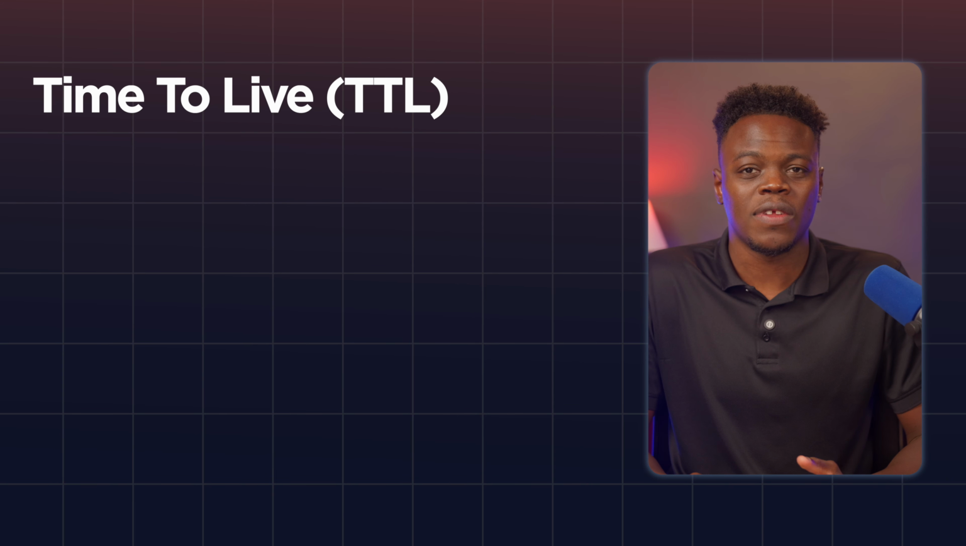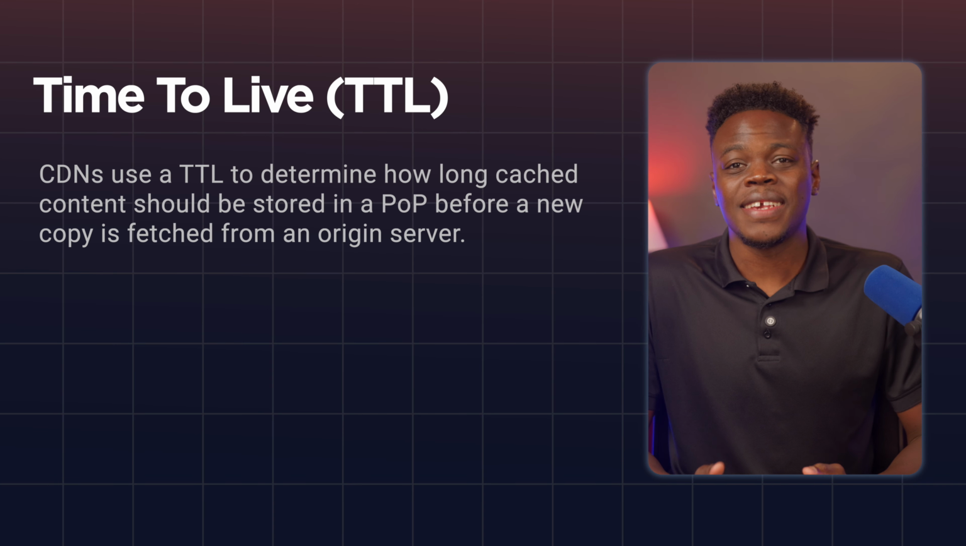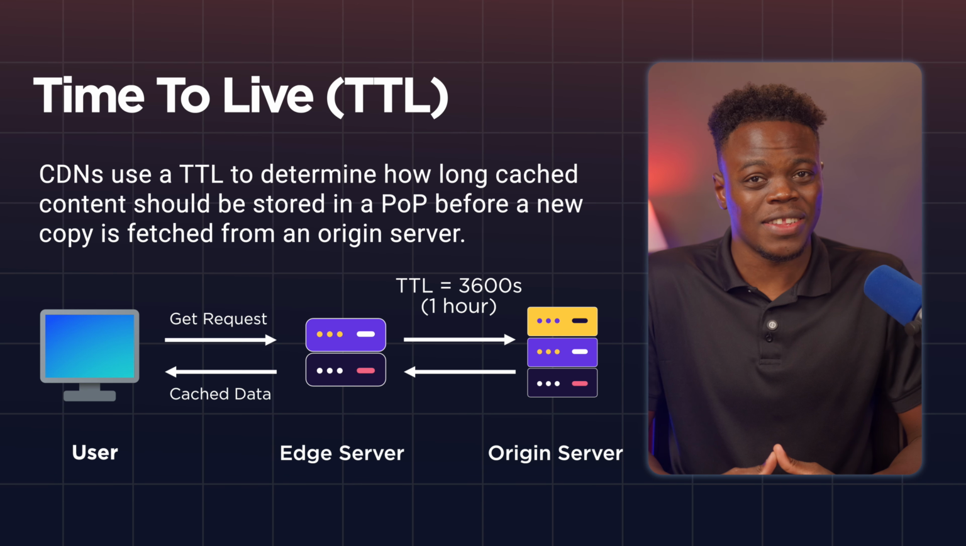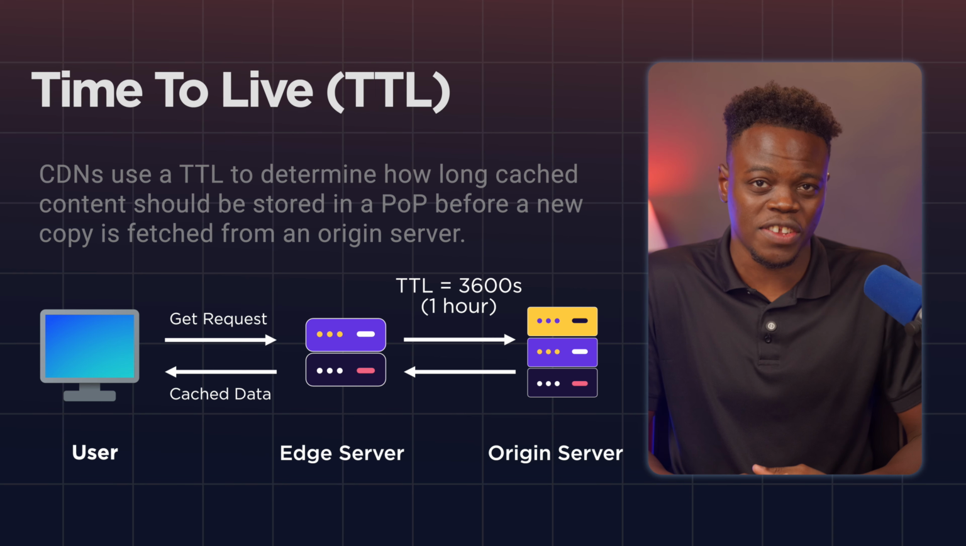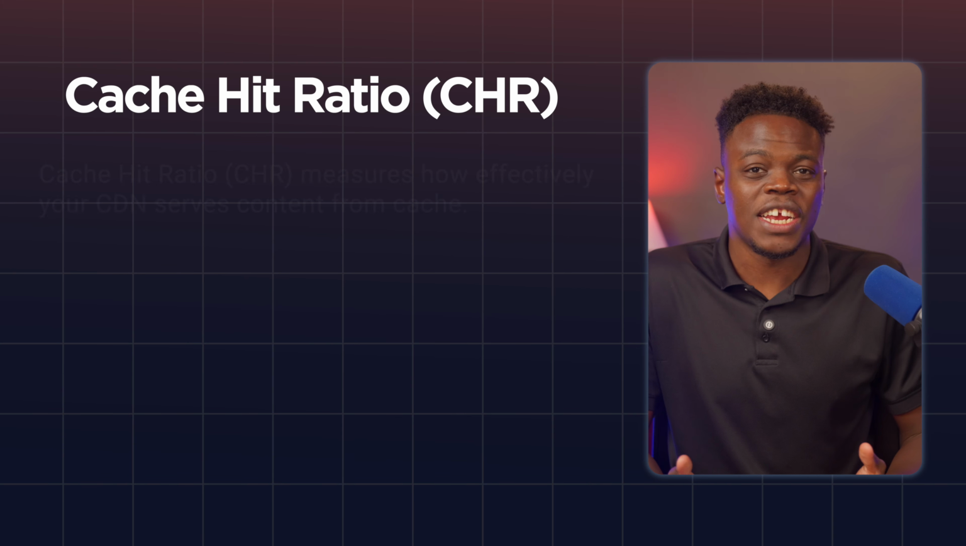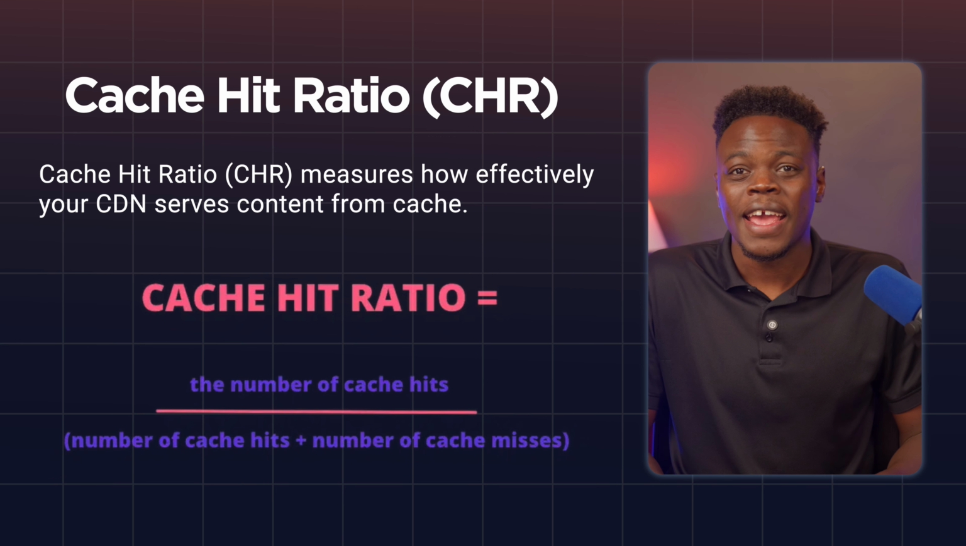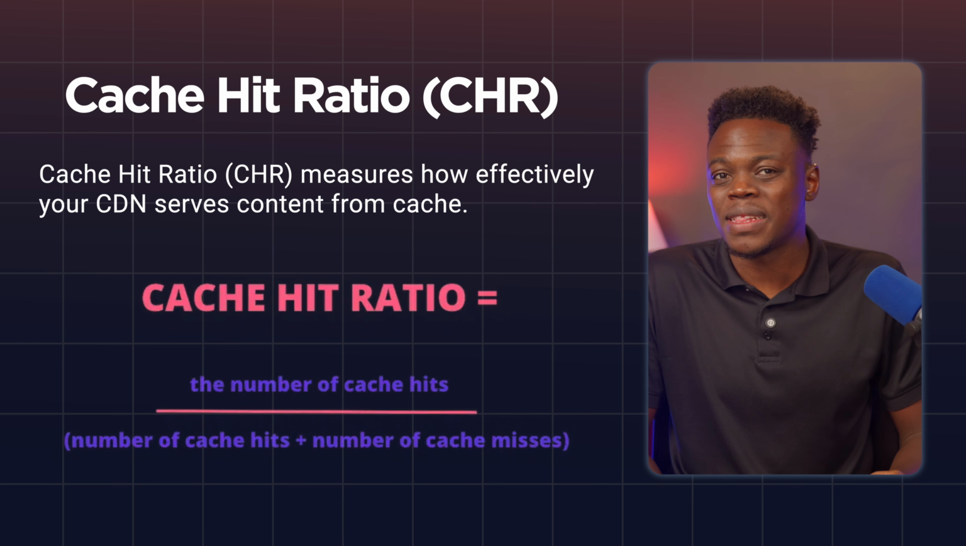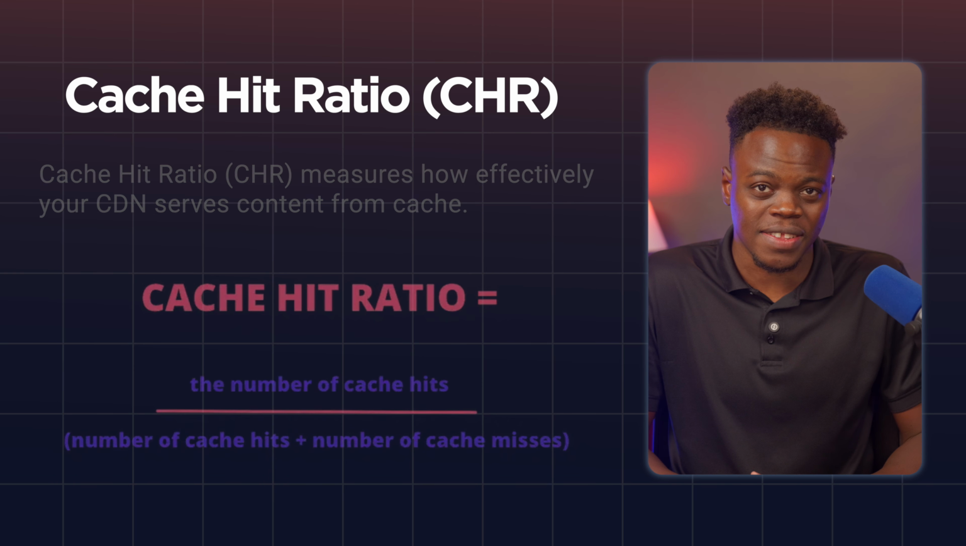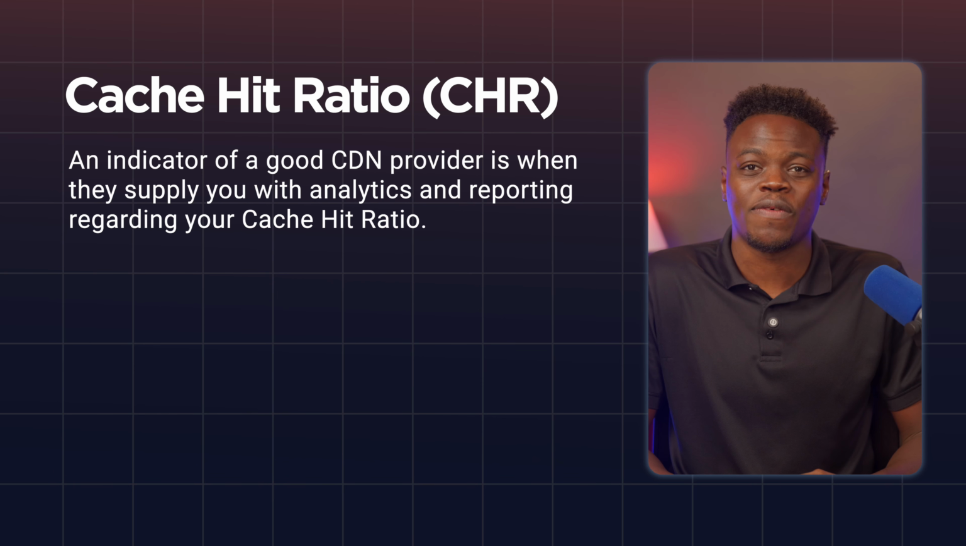Next is time to live, or TTL. CDNs use a TTL to determine how long cache content should be stored in a POP before a new copy is fetched from an origin server. Cache hit ratio. Cache hit ratio measures how effectively your CDN serves content from the cache. A higher ratio means better performance and less strain on origin servers. An indicator of a good CDN provider is when they supply you with the analytics and reports regarding your cache hit ratio.